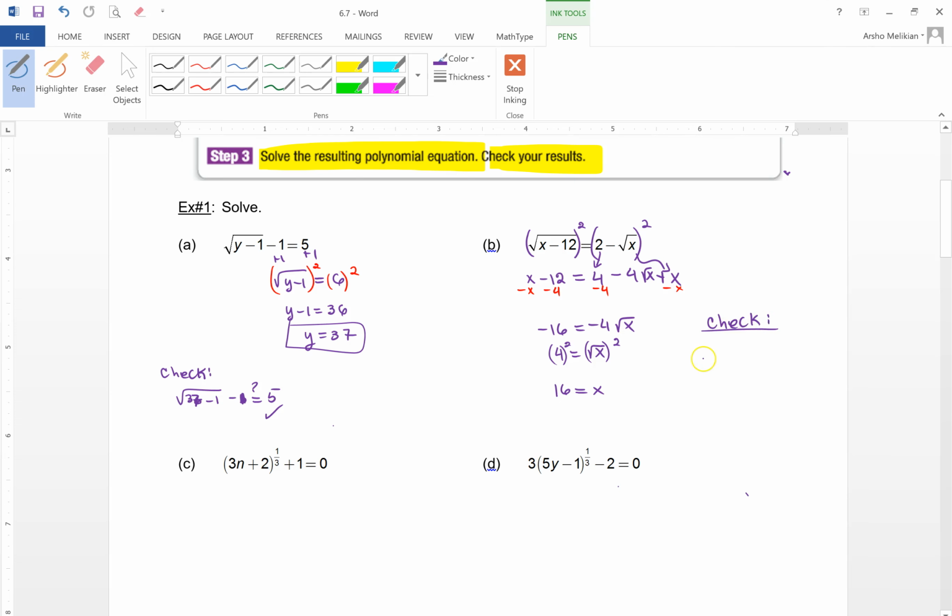So here we have the square root of 16 minus 12. And we want to know, is this the same as 2 minus the square root of 16? So look, on this side, I'm going to get a negative value, right? Well, is it ever possible that I take the square root of something and get a negative? No. So already that fails. So this is no solution.